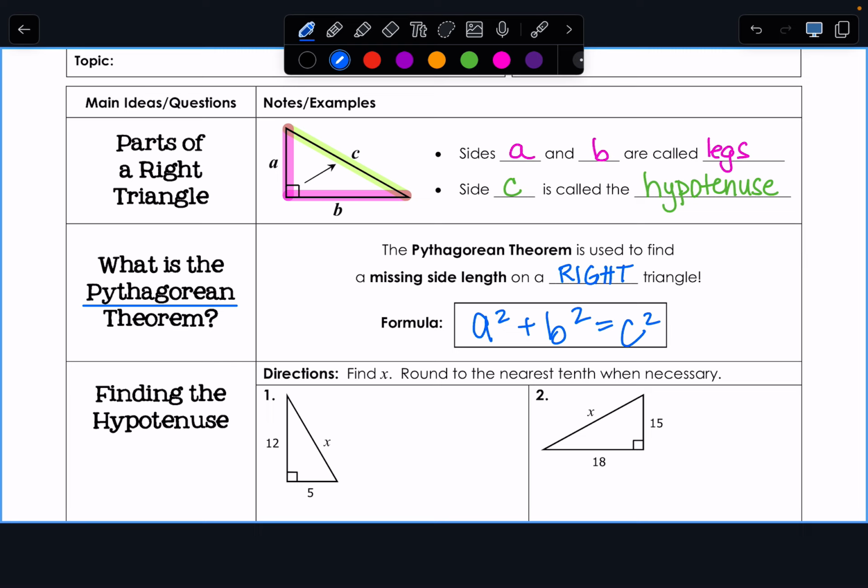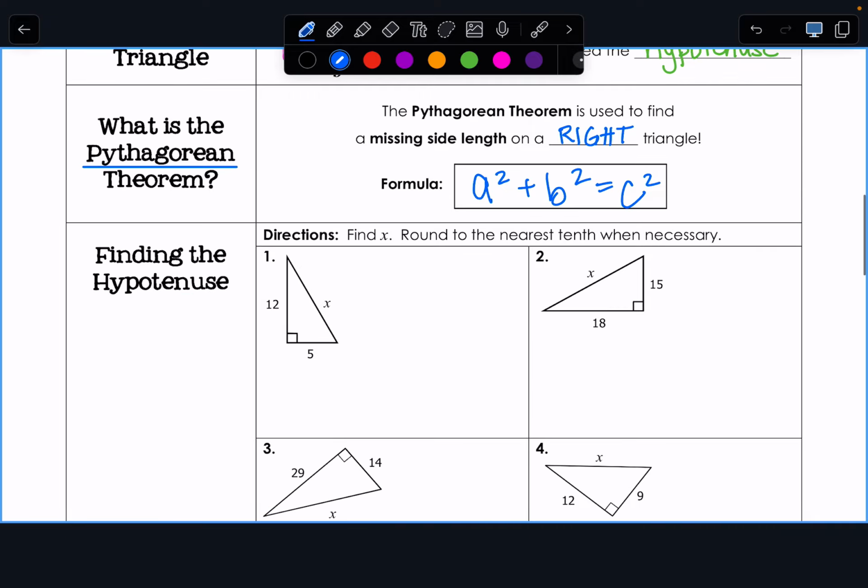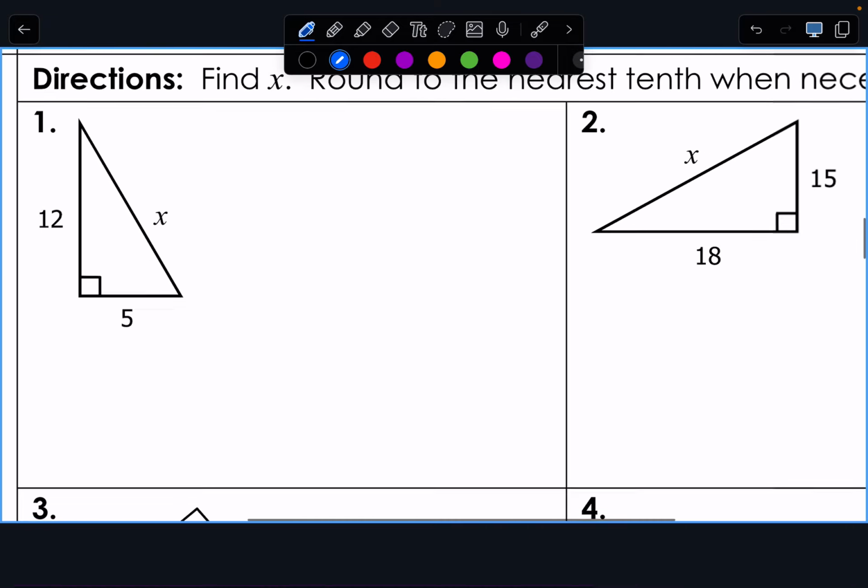Okay? It is important that the hypotenuse is c. It doesn't matter which leg is A and which leg is B, but it matters greatly that C is where your hypotenuse goes, okay? So we're going to do some examples. I really need to help you know how to use your calculator also, okay? Because you have not used this blue calculator for squares and stuff before. So let's look at number 1.